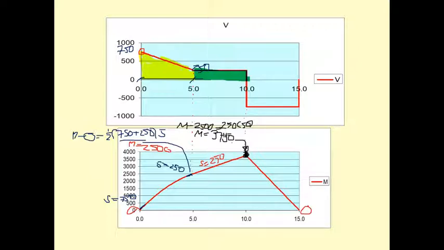3,750. And then for the last one, the shear here is minus 750, and the slope is equal to the shear, so the S here is going to be minus 750. The value of the moment at this support is going to be 0, since it is the roller. So we get the shear and the moment as shown.